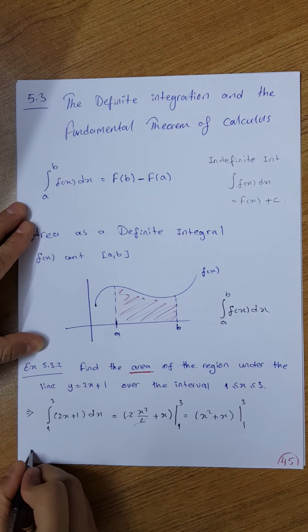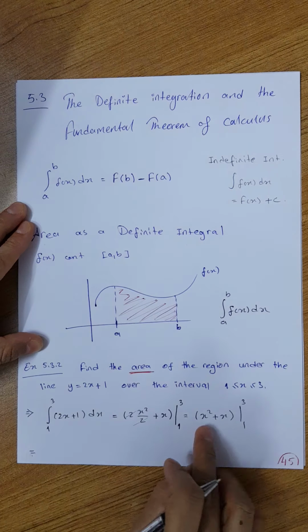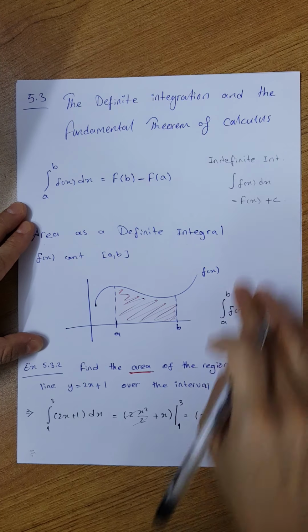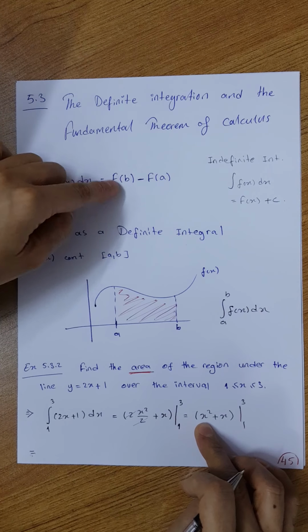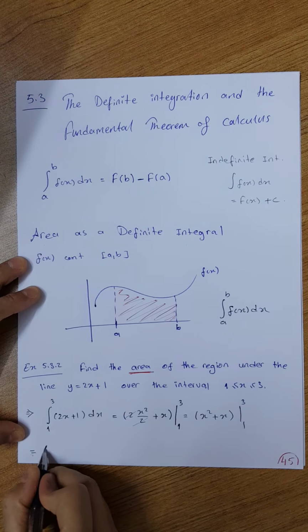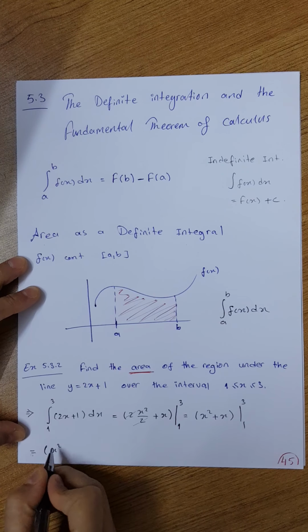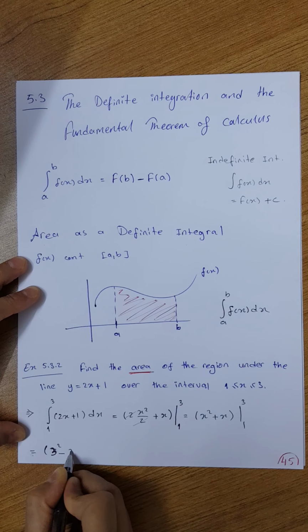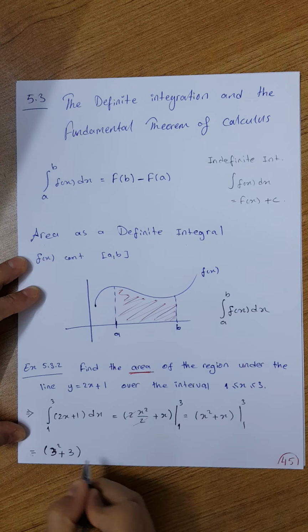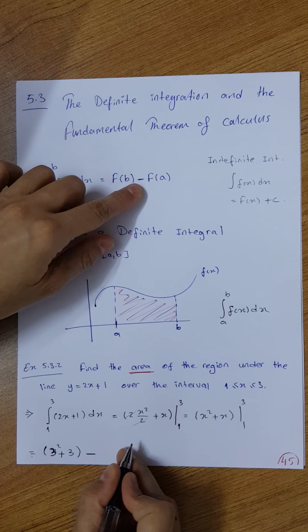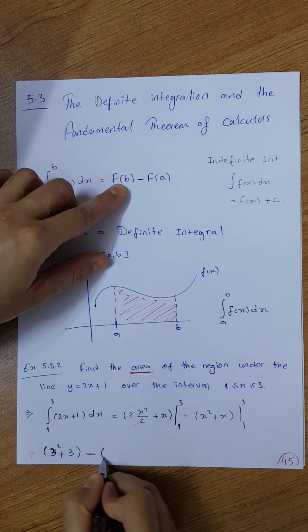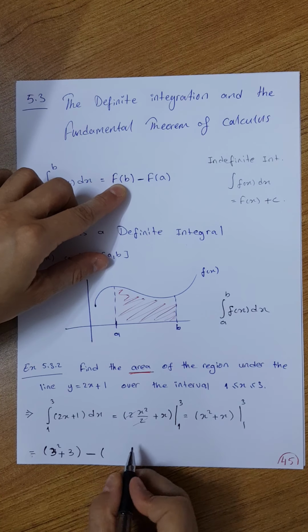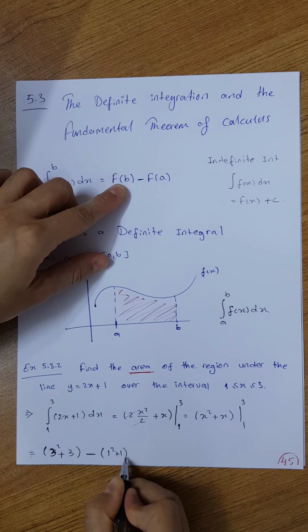Now I'm inputting the numbers. When we found the capital F of x, first we input 3 into the function. We are inputting the upper bound, so that will be 3 squared plus 3, minus. From the rule, when we put in the upper bound, then we have a negative sign, and then we input the lower bound into the function, so that will be 1 squared plus 1.